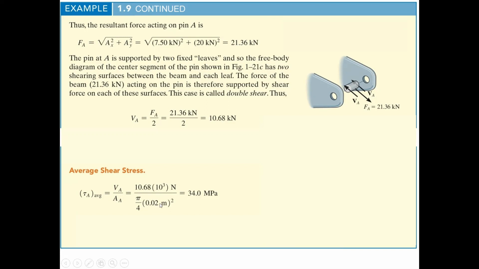You would just need to make that 0.01 meters for the radius, or you can use the pi over 4 times the diameter and not have to worry about that. Either way, you're going to get the same cross-sectional area, obviously, in the denominator. So that would be the average shear stress in this pin at point A.